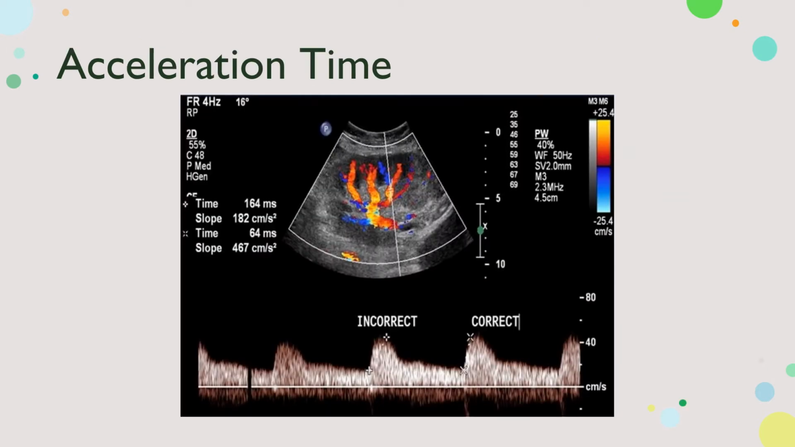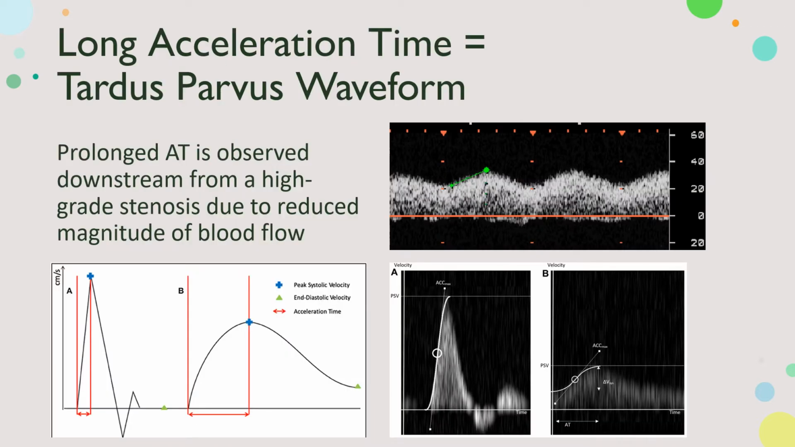I pulled this from the web of incorrect versus correct measurements of acceleration time. Here is an example of a clear tardus parvus waveform. It's a very prolonged acceleration time. They look like little teepees, and you can see on the bottom the difference between a high resistance, normal appearing waveform versus a low resistance, high acceleration time waveform.